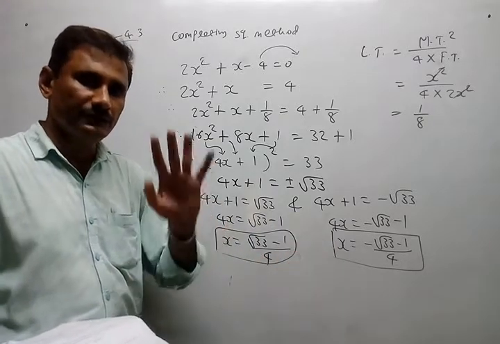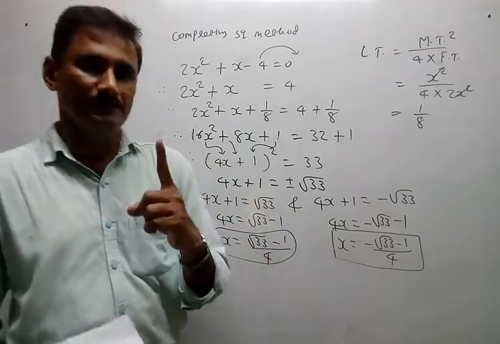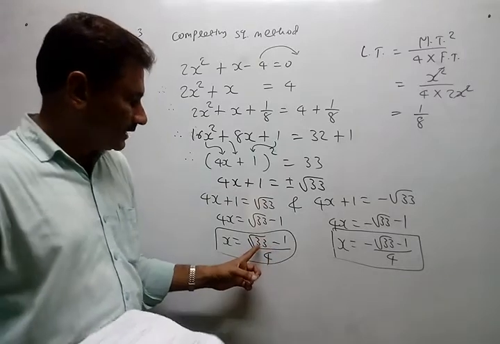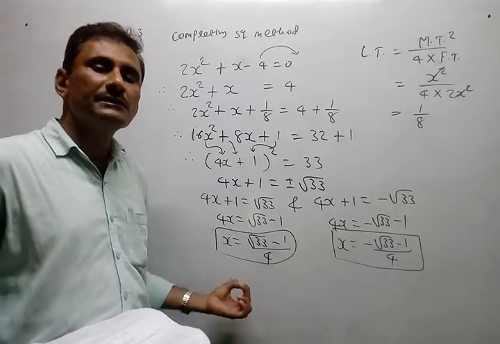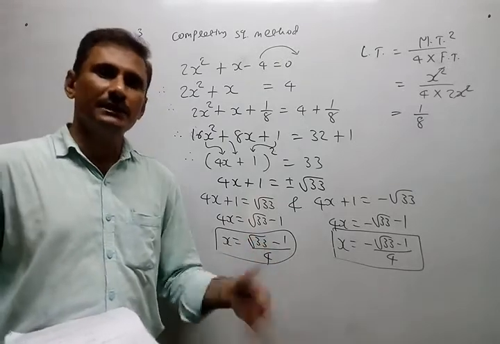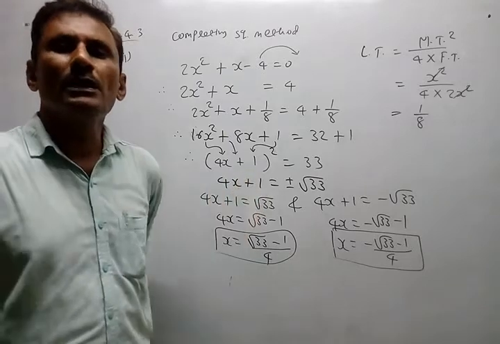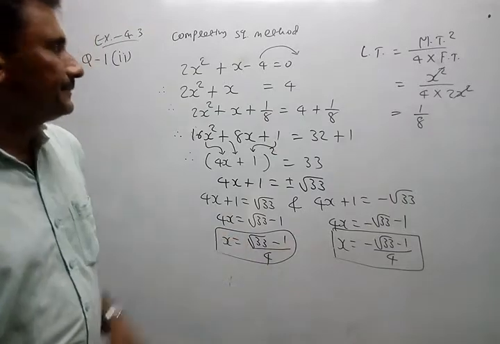Irrational means, as we already studied in lesson number 1, a number in which the root sign cannot be removed. If any number has a root sign, then it is called irrational. Otherwise, the remaining whole numbers are called rational numbers. Understand? Okay.